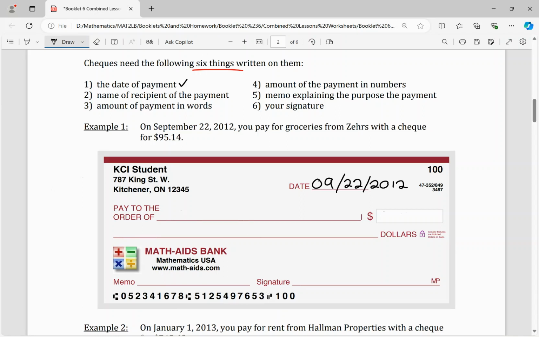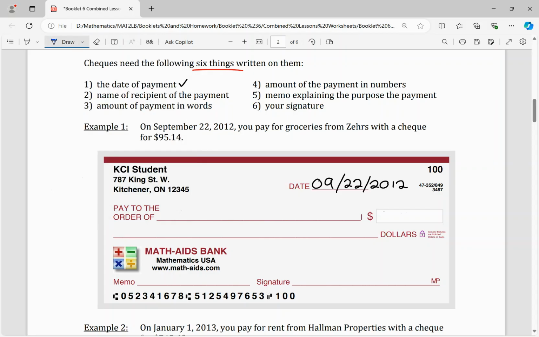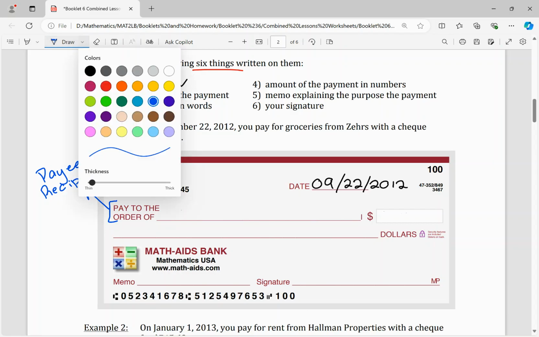Next is the name of the recipient of the payment. Now, this isn't entirely obvious right away, but pay to the order of, that's asking you for the payee or the recipient, the person who you're sending the money to. So that's where you're going to write Zehrs, which is who we're giving the money to.